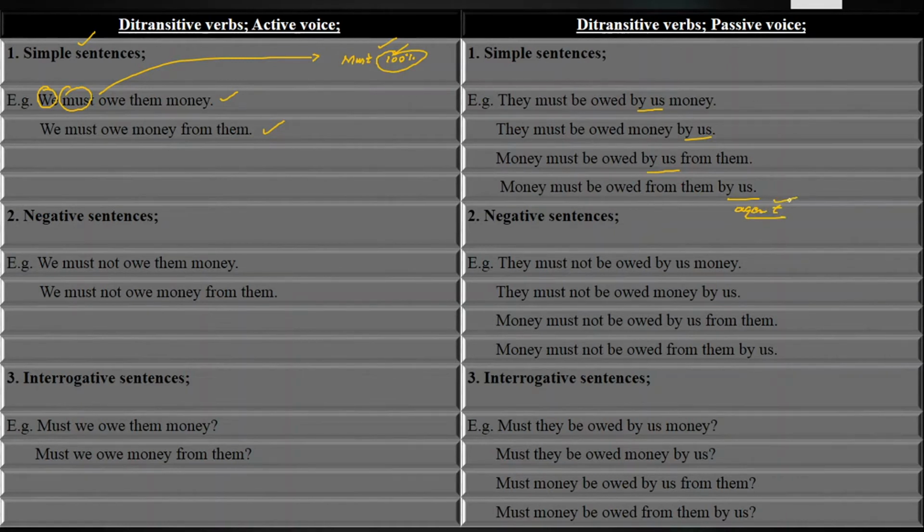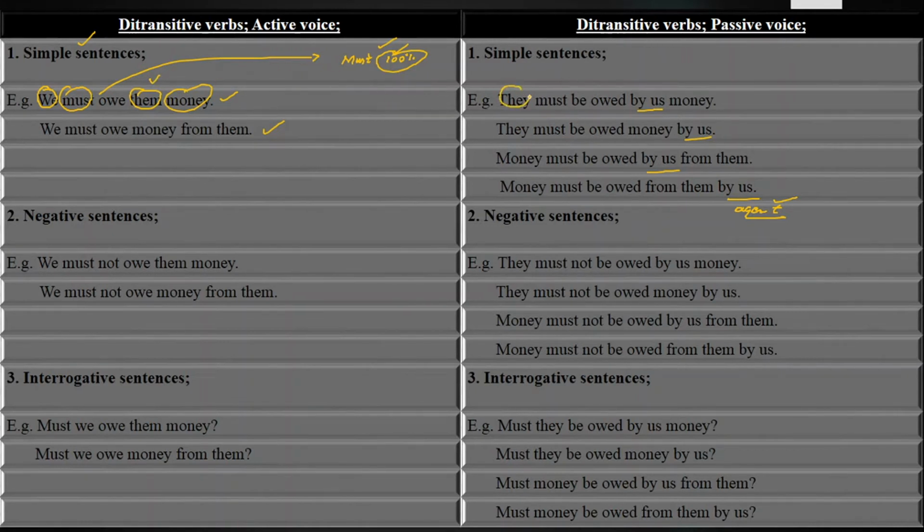And what is agent? It tells us who does an action in a sentence. So over there, by us this action is being performed, and in the next way, when you bring your object, whether indirect object or direct object, then you make it the subject, and money you'll put as it is.